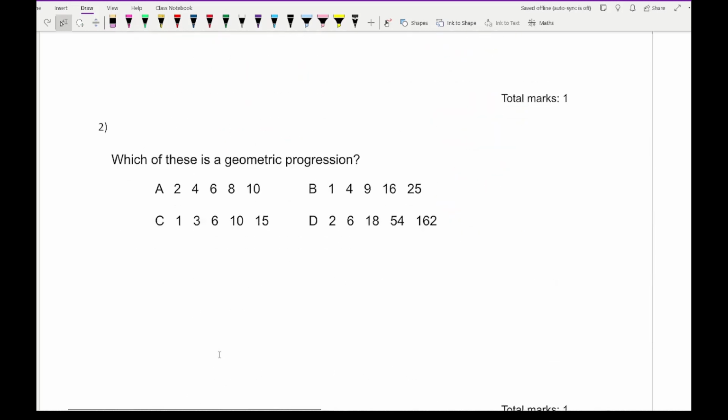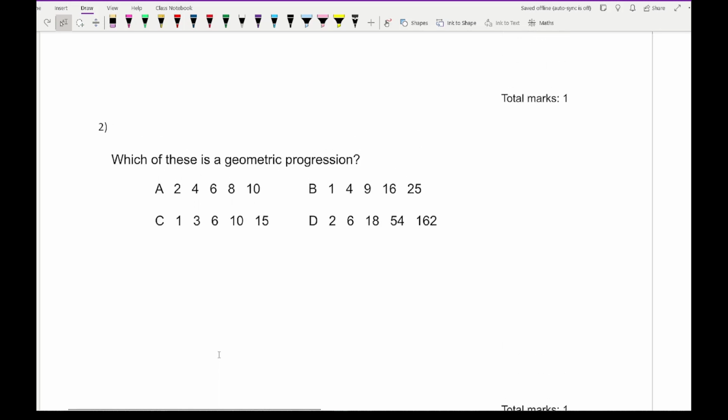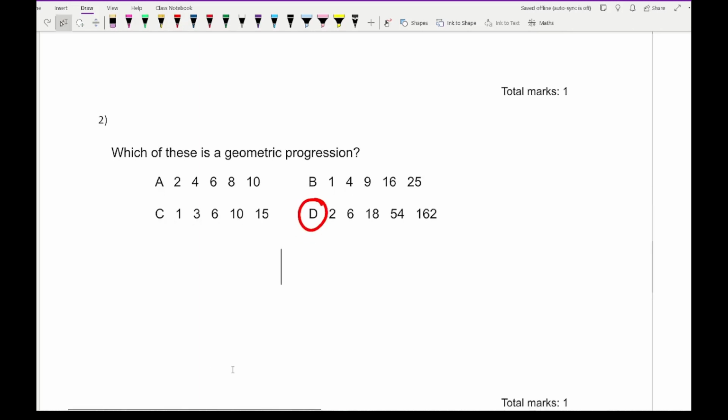Moving on to question 2, it says which of these is a geometric progression. Now remember that in a geometric progression there is a common ratio to jump from one number to the other. So you're thinking of all the numbers: to get from each term, they need to be multiplied by the same number, in which the correct answer you should have is again D.